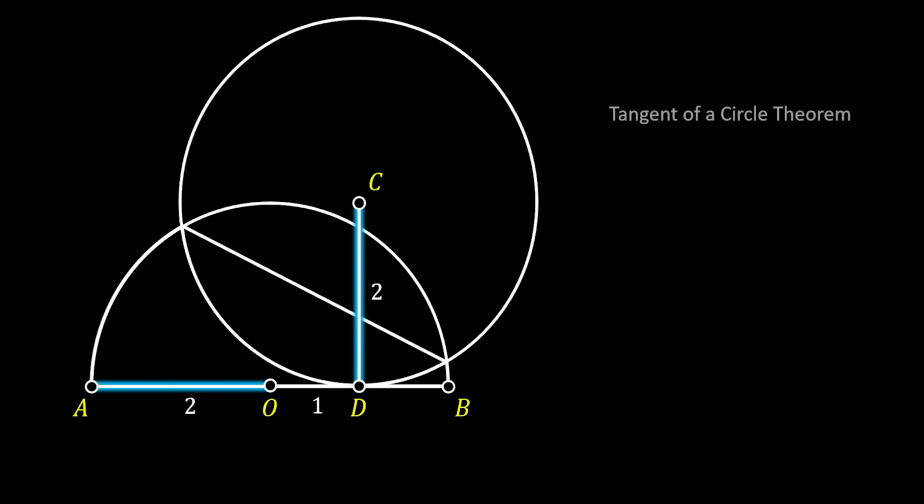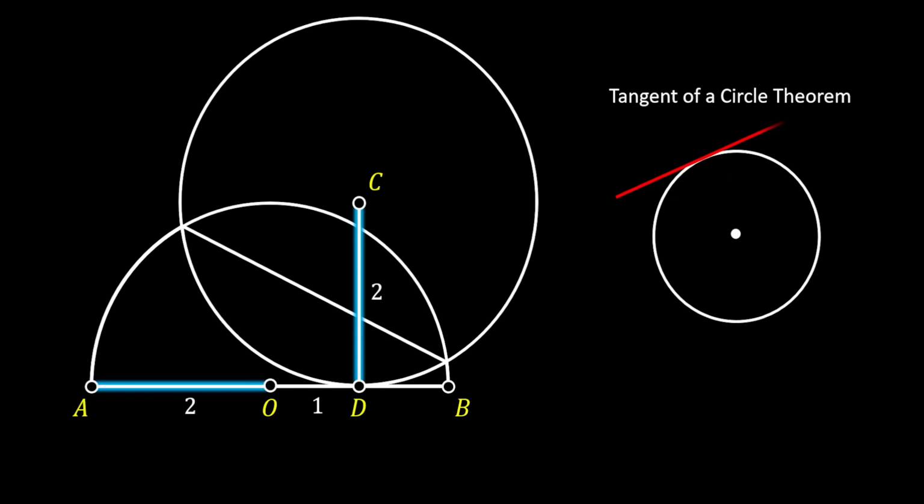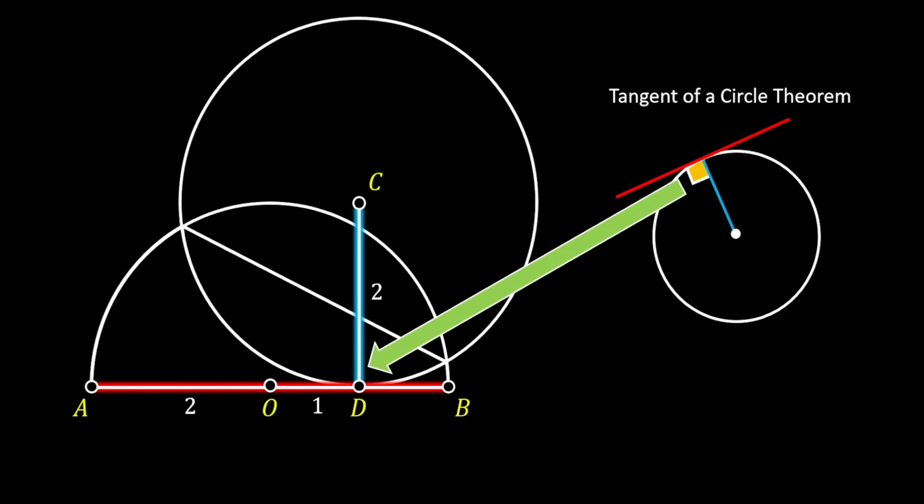Now let's use the tangent of a circle theorem, which states that if we pull a radius to the point of tangency, the radius will always be perpendicular to the tangent line, and we can use this in our case. If you take a look at the line AB, it represents the tangent to our full circle with the center C. So, since CD represents the radius to the point of tangency, this means that the angle at the point D must be a right angle.